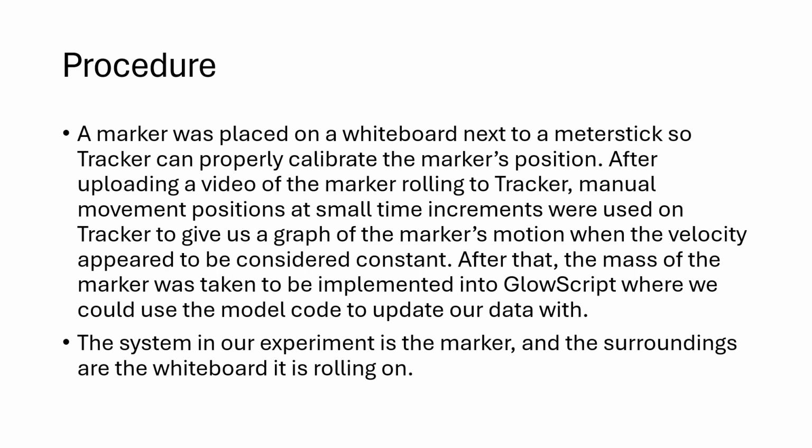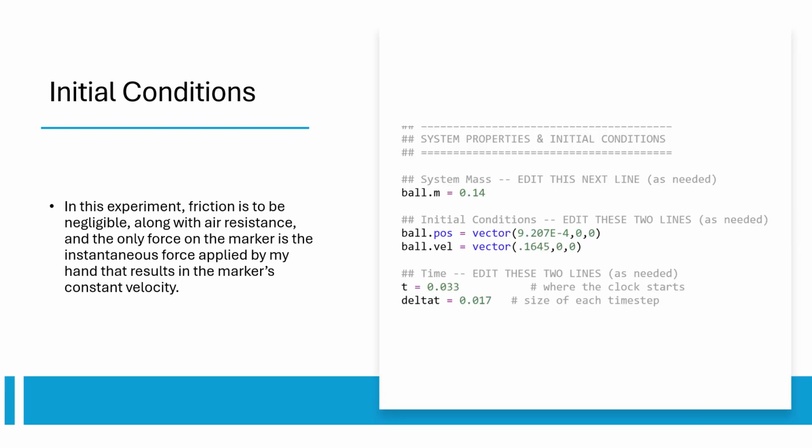The system in our experiment is the marker and the surroundings are the whiteboard it is rolling on. The initial conditions are incredibly important in this case. Friction is negligible along with air resistance. So the only force on the marker is the instantaneous force applied by my hand that creates the constant velocity.